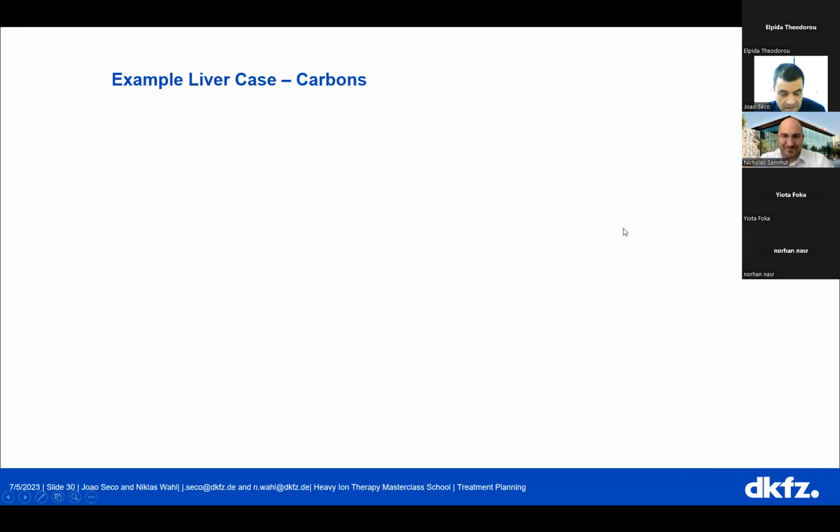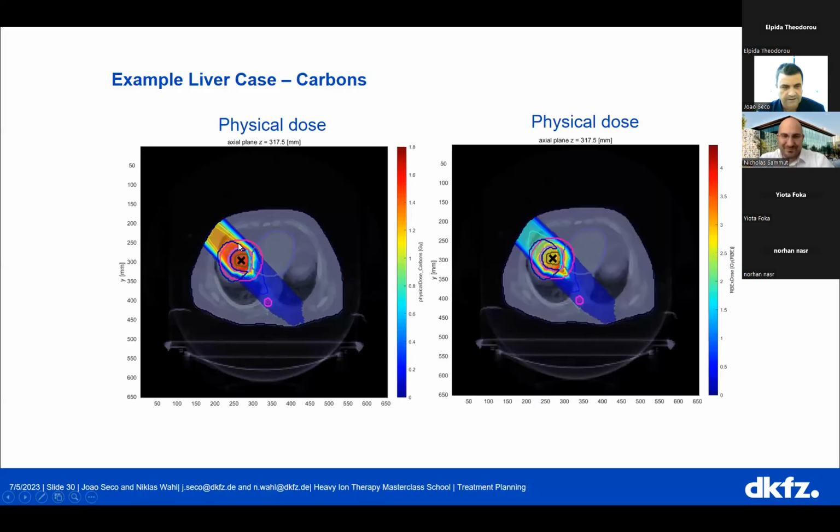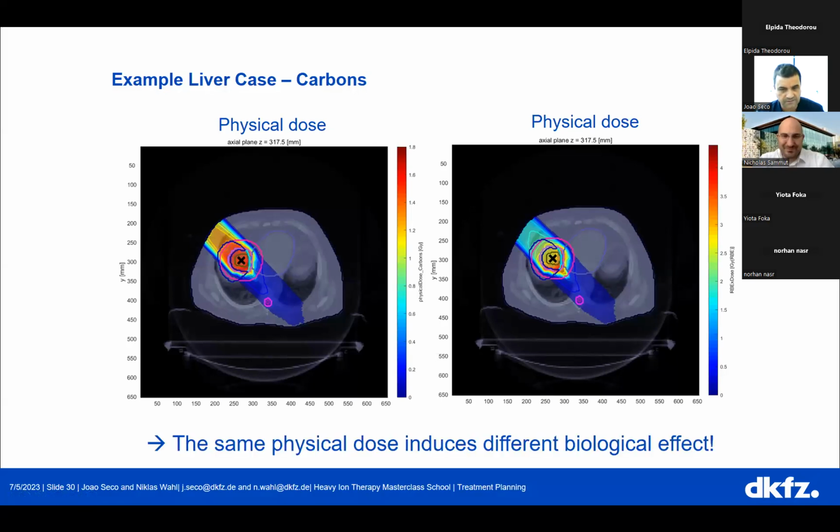Let's have a look at the liver cases where we compare photons, protons, and carbon. Here's an example of a carbon beam only. The physical dose, if I just focus on the Bragg peak delivery of the dose, is homogeneous. But if I focus on the biological dose for carbon, I have to change the physical dose to achieve a biologically equivalent dose. The same physical dose induces a completely different biological effect in carbon beams. Clinically, carbon beams have an RBE of 2.2 to 2.4 for most patient cases.